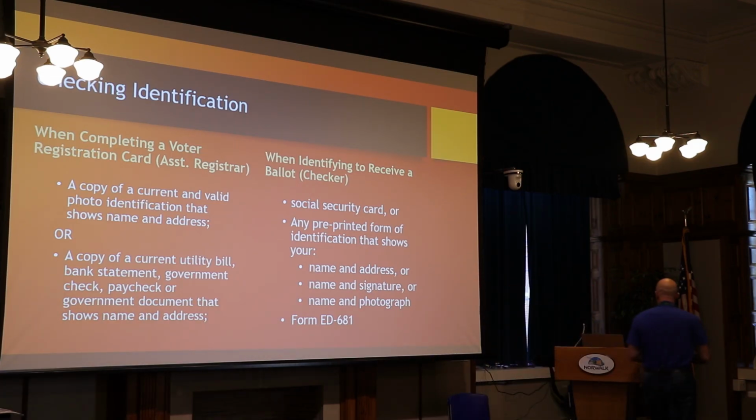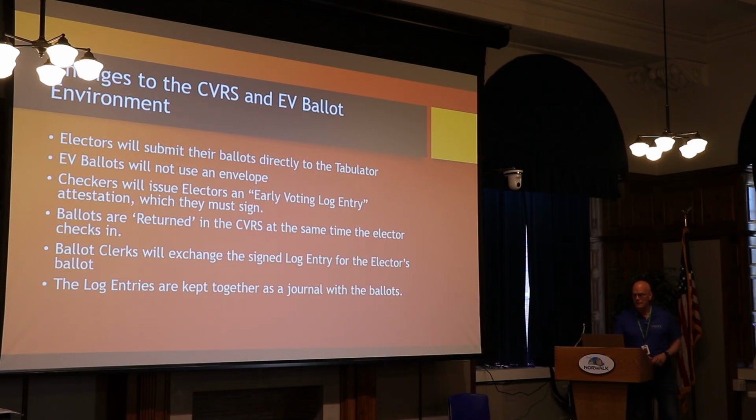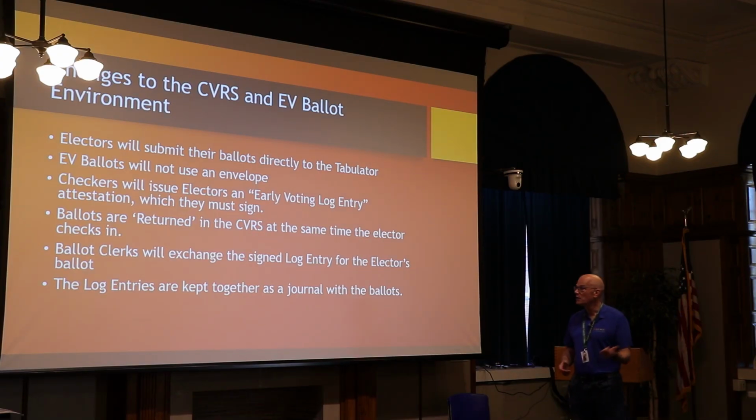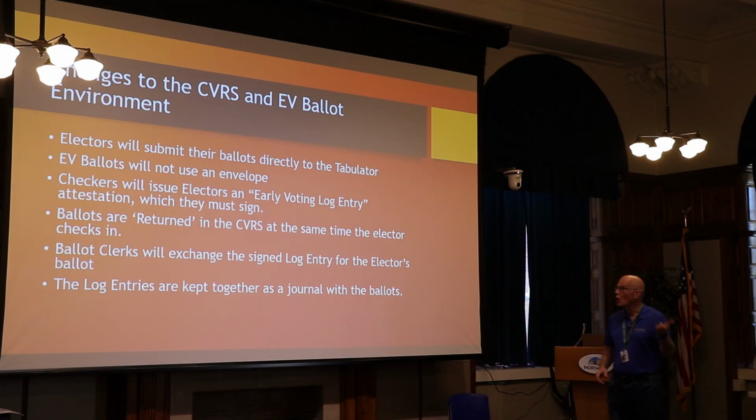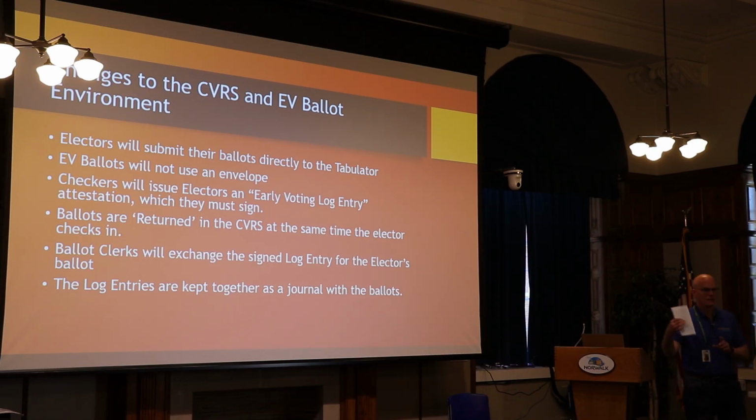We're going to get into a few more details about this in a bit, but back to what the checkers actually do, because I think we're getting off track. Just an overview: electors submit their ballots directly to the tabulator. There are no envelopes. Checkers will use this early voting log entry attestation that we've shown you, and I encourage you to come up and look at these. They look very much like the old envelopes.